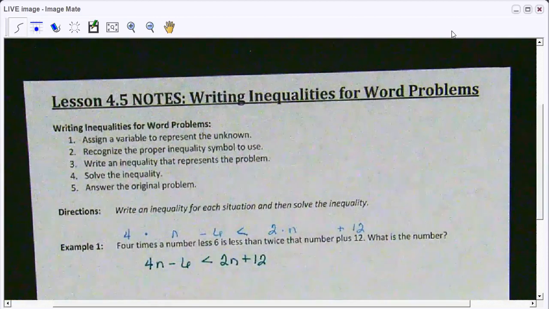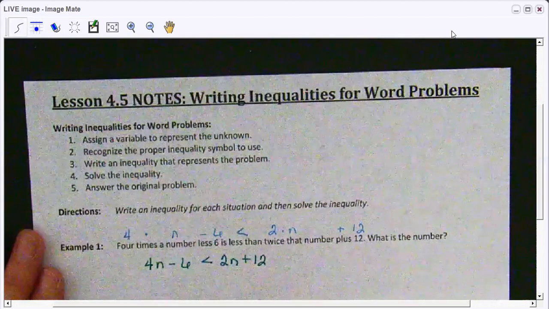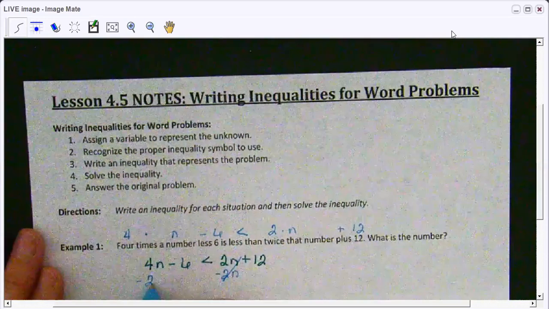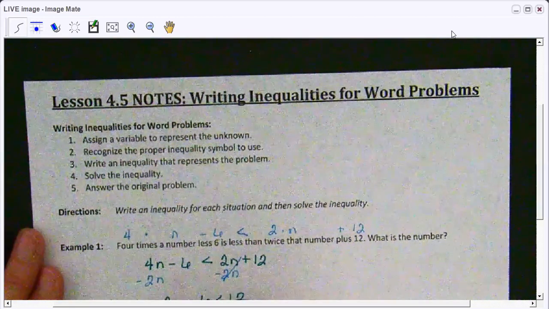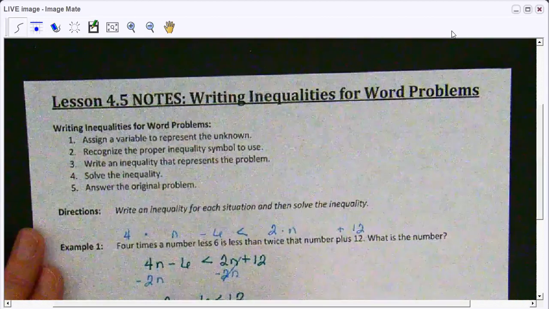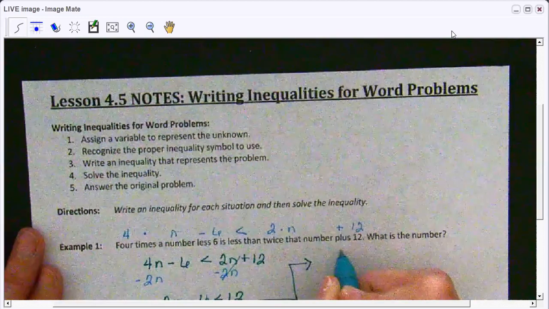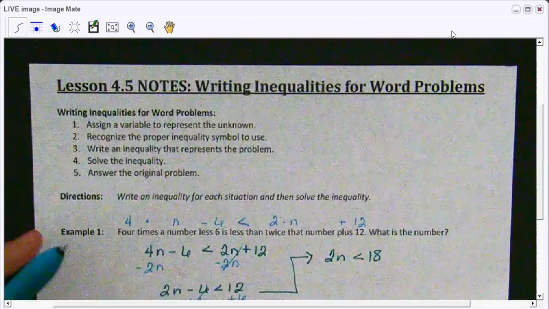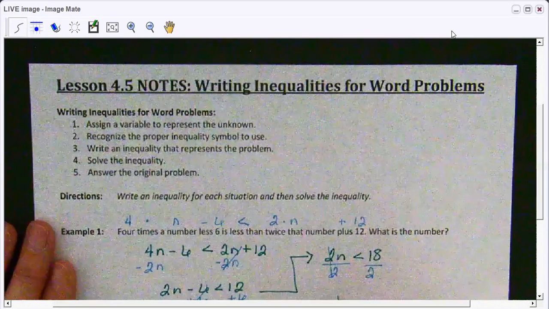And then we solve. All right, so let's see what we get here. I'm going to subtract 2n, and we end up with 2n minus 6 is less than 12. Then I add 6 to both sides, and I end up with 2n is less than 18. Divide by 2, and n is less than 9.